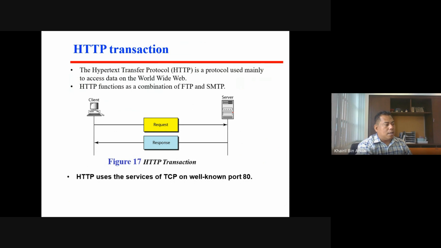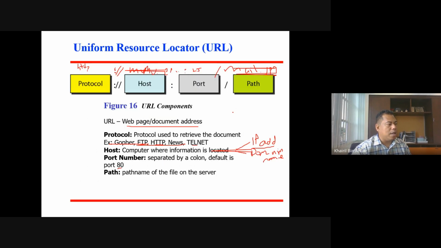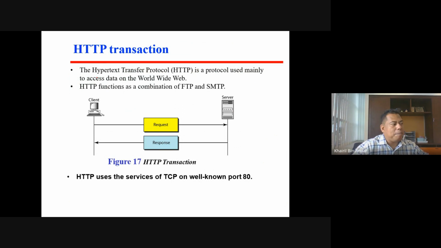Okay, for the World Wide Web, it is basically using HTTP. HTTP represents the Hypertext Transfer Protocol, which is a protocol used mainly to access data on the World Wide Web. HTTP functions as a combination of FTP and SMTP, so it can be used for both. The client will request and the server will respond. Again, this uses TCP for reliable communication, and the port it uses is port 80 most of the time. You can also see that they're using port 8080 for HTTP itself.